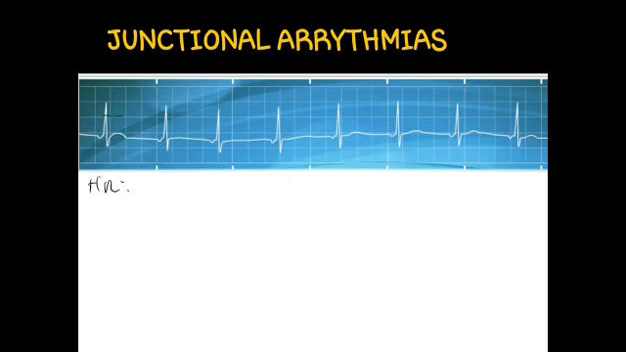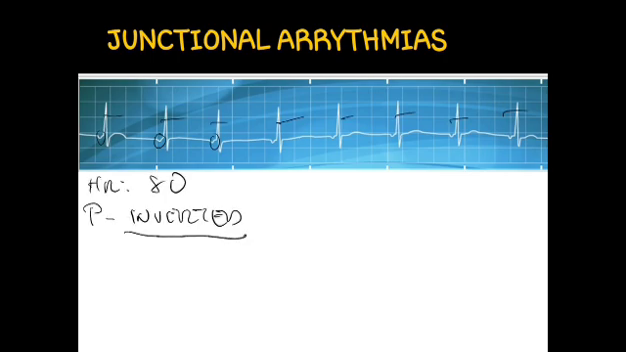Let's check the heart rate. 1, 2, 3, 4, 5, 6, 7, and 8. So we have a heart rate of 80. And then let's check if we have a P wave. Yes, we have a P wave, but it is inverted. So actually, this will fit the category of a junctional rhythm also.